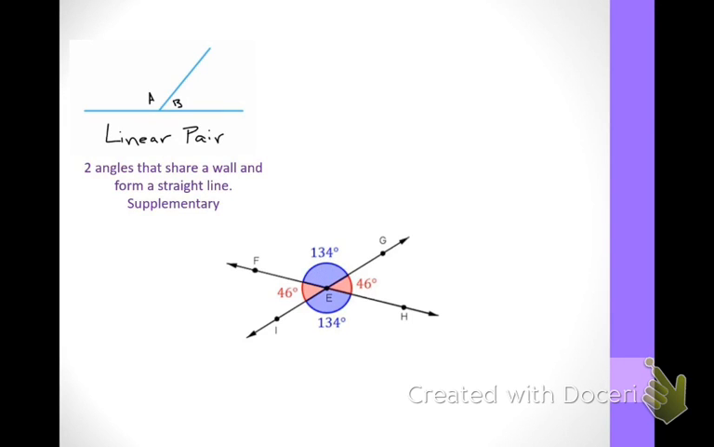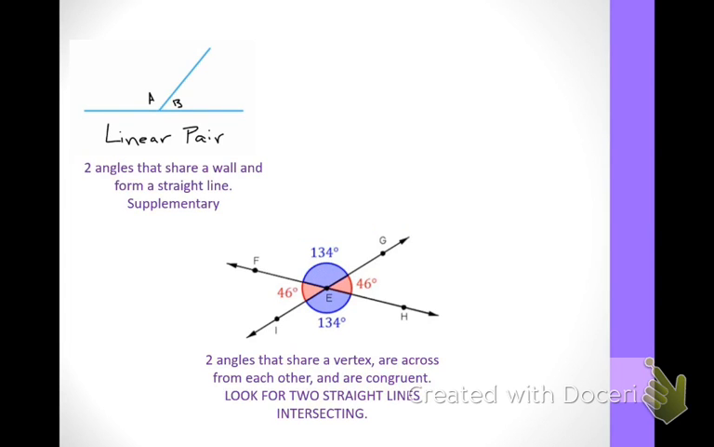So vertical angles, that's what you want to write next. Vertical angles. And then I'll show you about them. Okay? Vertical angles. Here is your definition, and I will explain it. Vertical angles: two angles that share a vertex, are across from each other, and are congruent. And then I wrote in all caps what to look for. Okay, look for two straight lines intersecting.